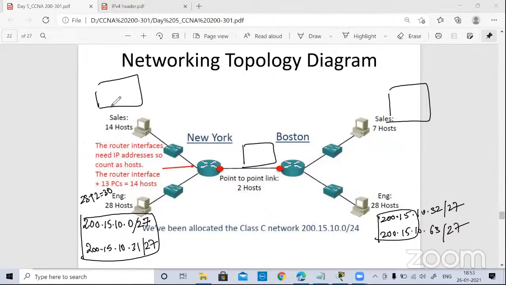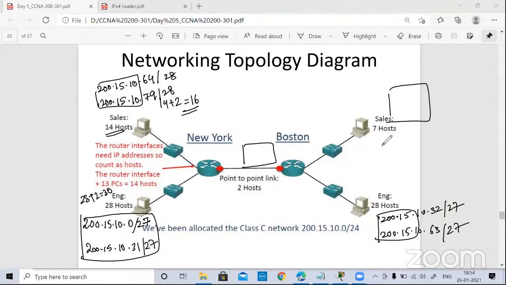Let's work out the sales department at this side, the New York side. So we have 14 hosts. How much do I need? /28. 14 plus 2 is 16, so that means only 4 bits on the host. So /28. From where will we start? We'll start with .64, 200.15.10.64/28 to 200.15.10. How much should I add to this? 15, right? So that becomes 79/28.